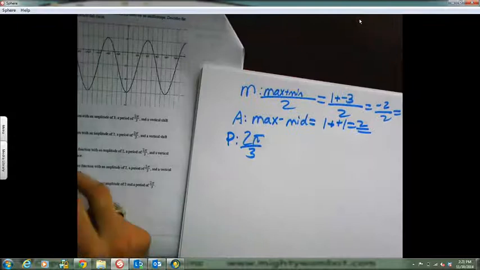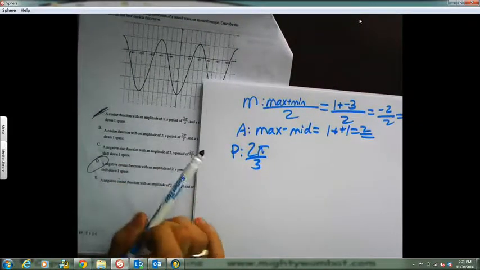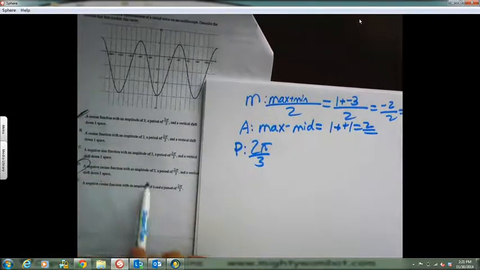So this much I know so far. I eliminate answer choice A because the amplitude is 2, not 3. All of these are still in. They have the right amplitude. All of these are still in because they have the right period.